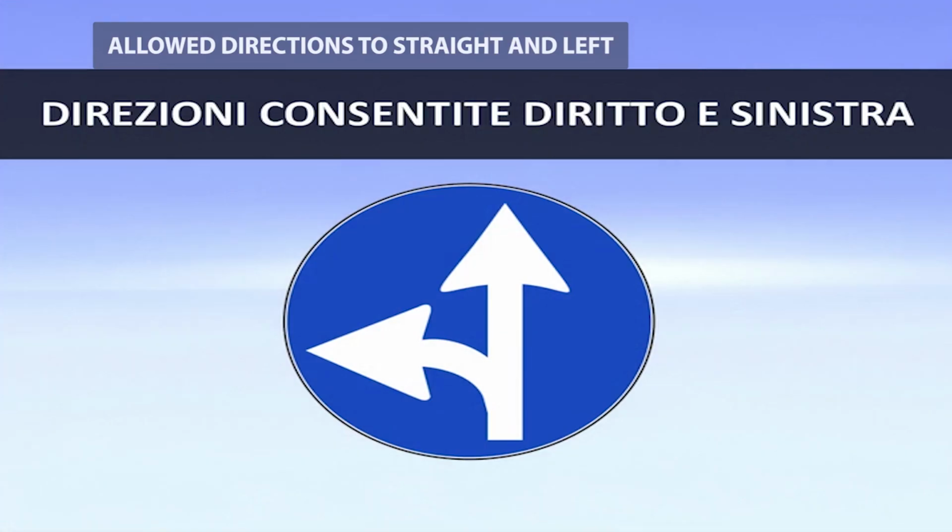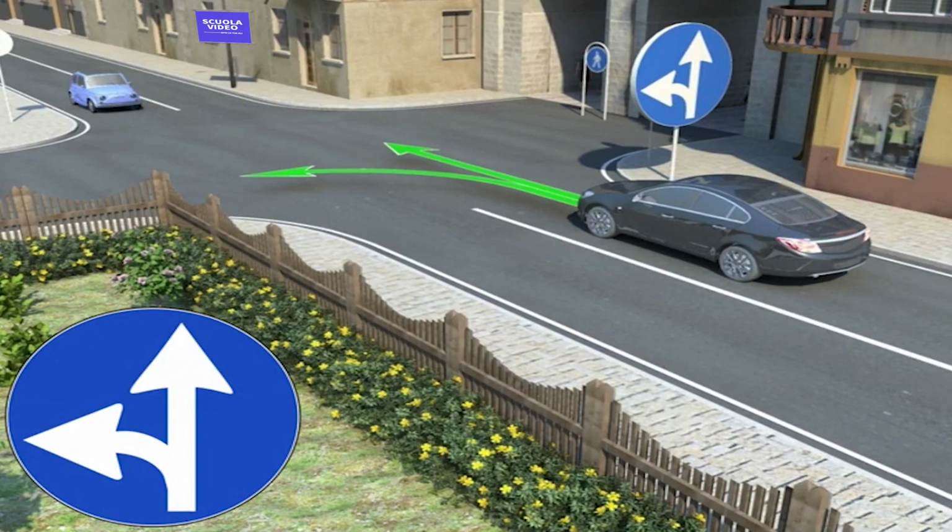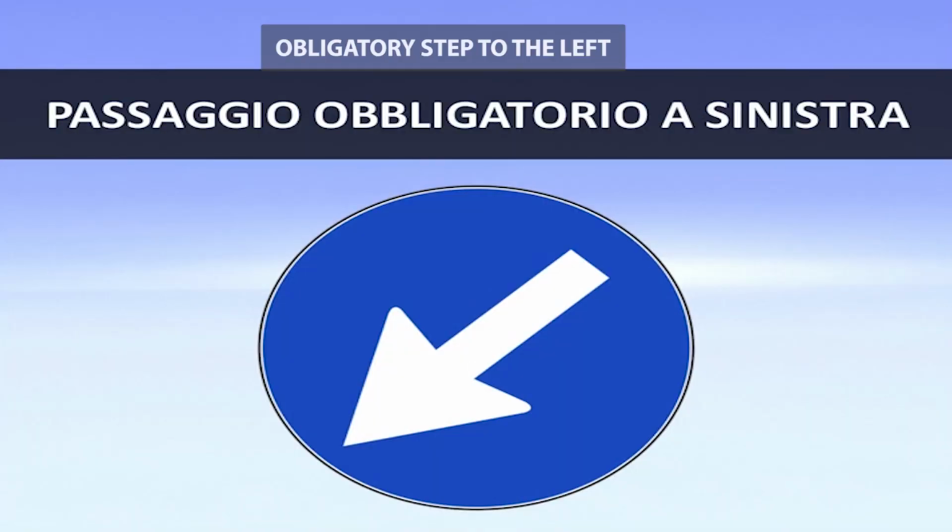Direzioni consentite diritto e sinistra. This is a prescription sign that only allows you to continue straight or turn left and does not allow for a right turn.